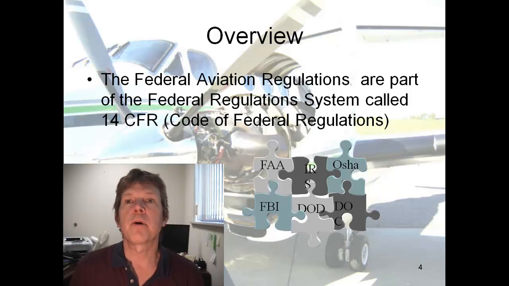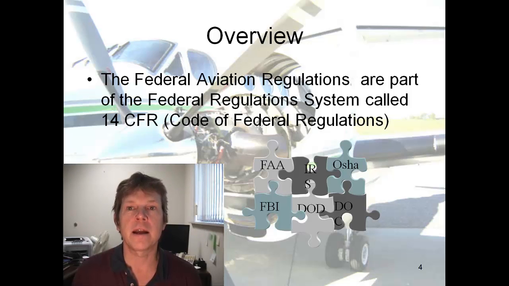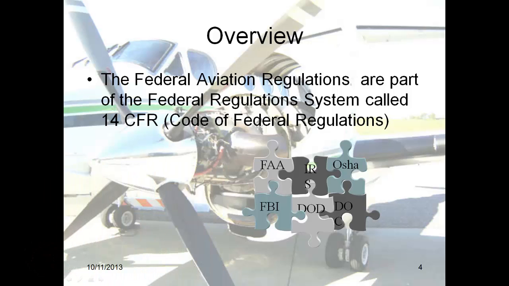The Federal Aviation Regulations are part of a federal system called the Code of Federal Regulations. Now, this grouping of government regulations includes the FBI, the Internal Revenue Service, the Department of Defense. The FAA is one group of this, and it's in Title 14, also known as 14 CFR for Code of Federal Regulations. So FAA, Air and Space is all in 14 of the Code of Federal Regulations.